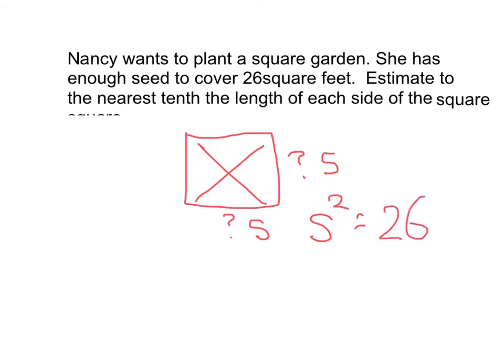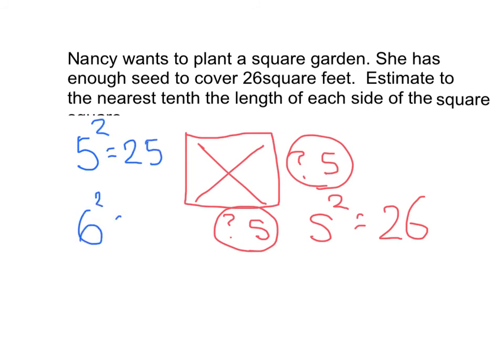So if we take the square root of 26, that would give us the side, or the root that would multiply to make 26. Now, since this is not going to be an exact integer or a whole number, we're going to have to estimate to the nearest tenth. Now, on your calculator, you could get the answer, right? You just take 26 square root. But knowing my perfect squares, I know that 5 squared is equal to 25, and that 6 squared is equal to 36.